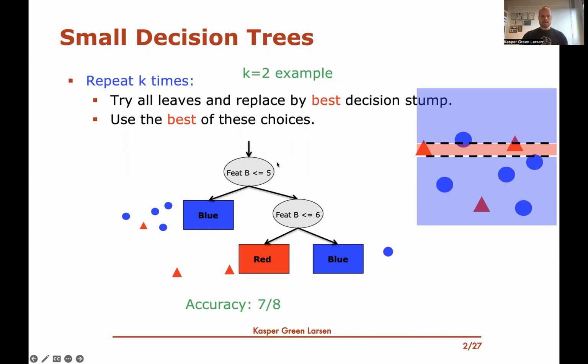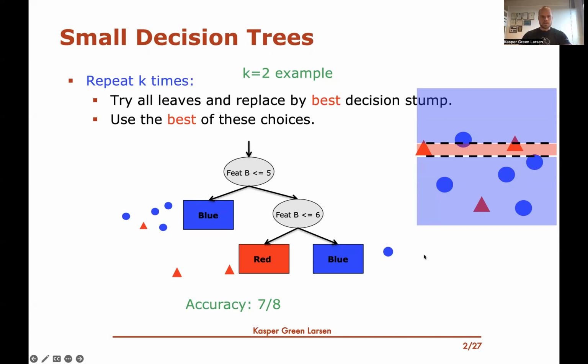Building the tree is really just keep growing the tree until you run out of your budget of internal nodes. Each time you want to grow this tree, you would try the 3 leaves of this tree, and try to replace each of them by a decision stump. So a single node that asks a question and 2 children beneath it, where you, of course, return the best possible label in the 2 different leaves.